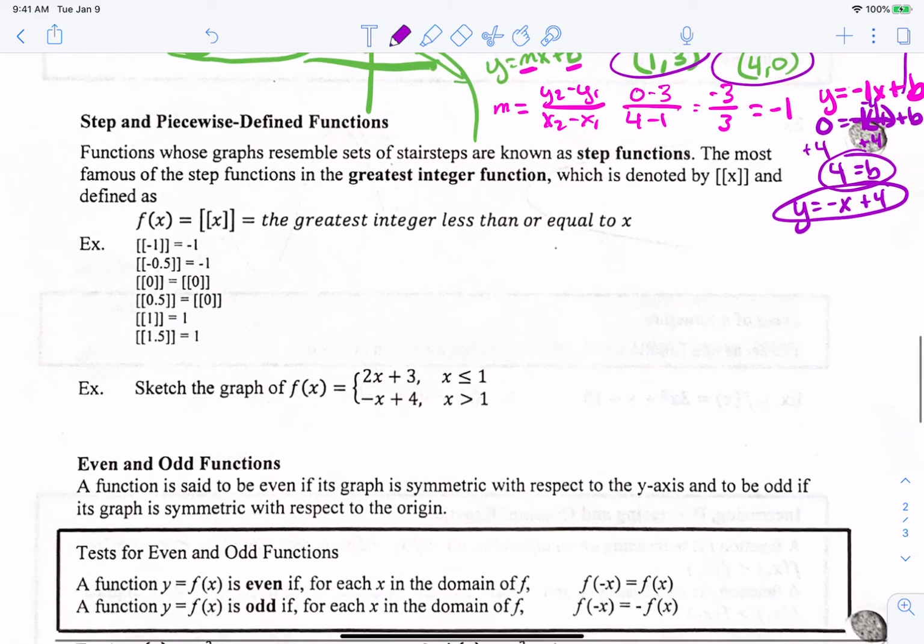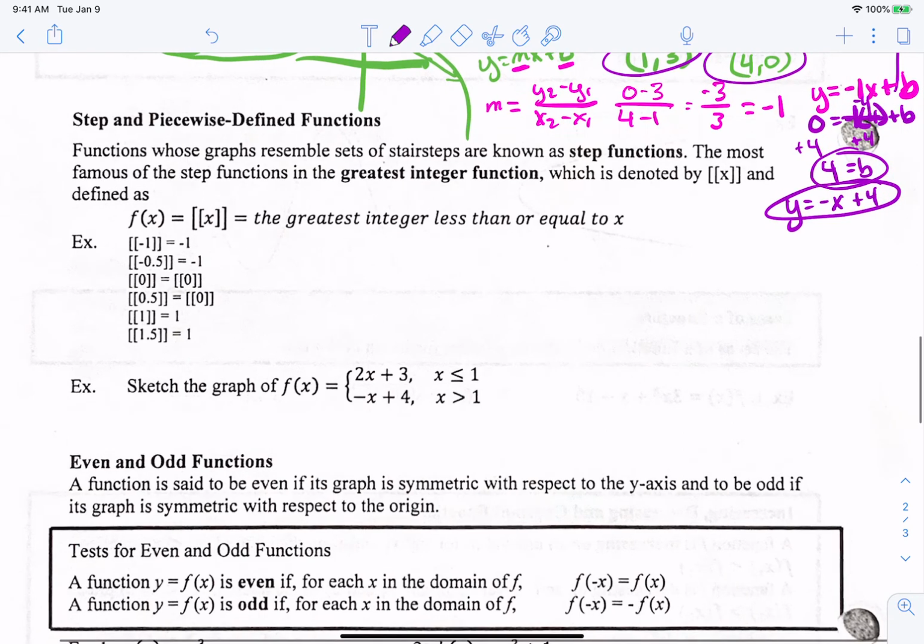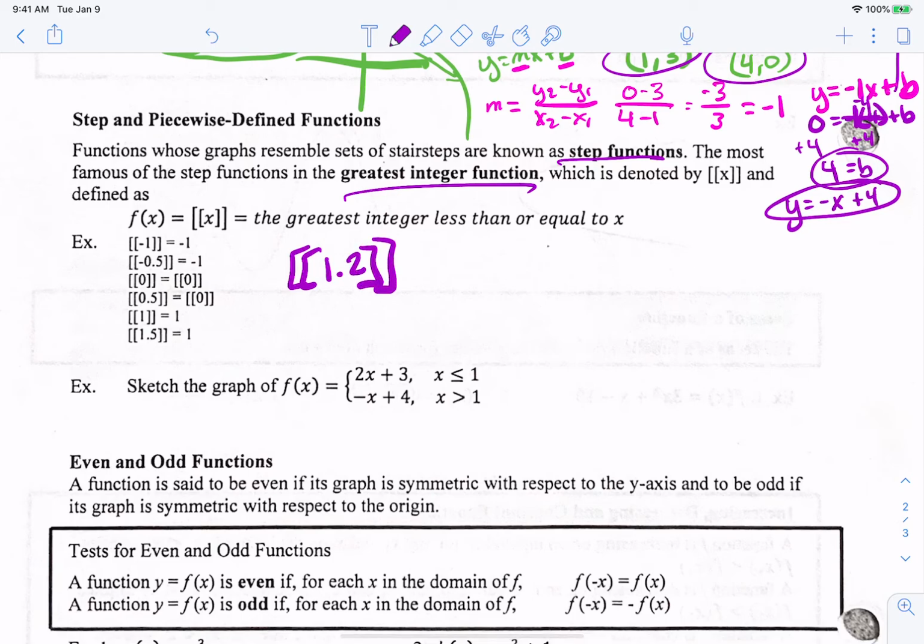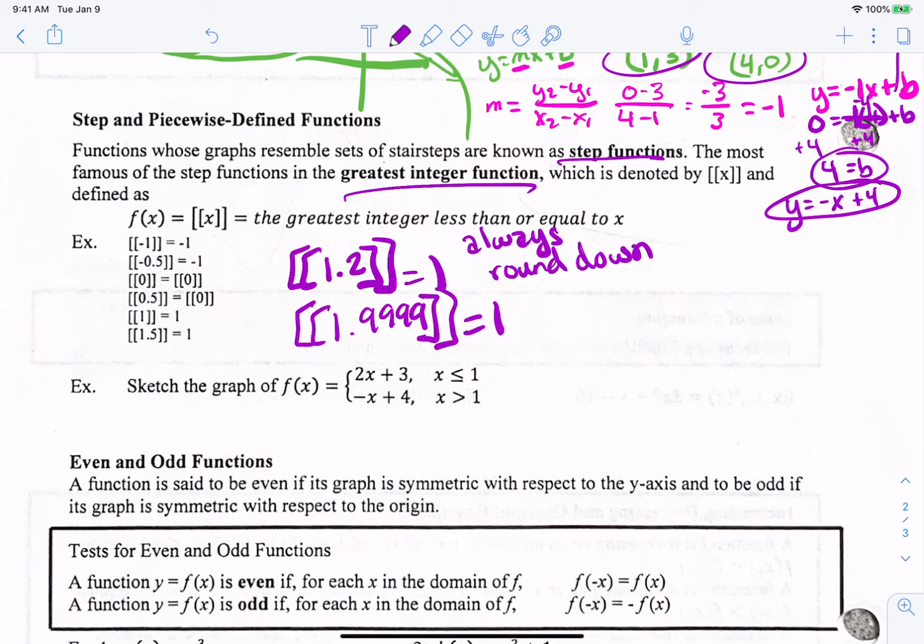Okay, all right. Step functions. These are greatest integer functions: the greatest integer less than or equal to x. This is what I was talking to Win about a minute ago, when he asked how you do the greatest integer, like two brackets around 1.2. These you always round down. So the greatest integer less than 1.2 is 1. The greatest integer less than 1.99999 is 1. You always round down.